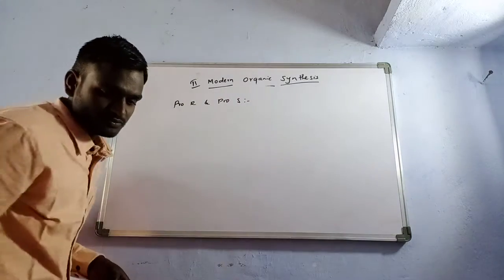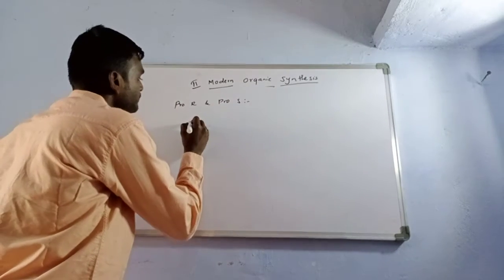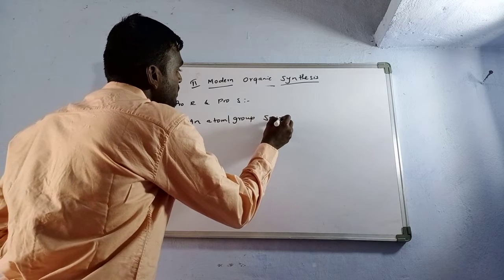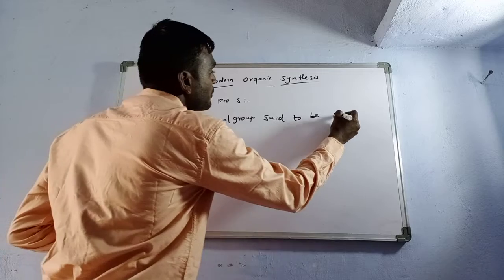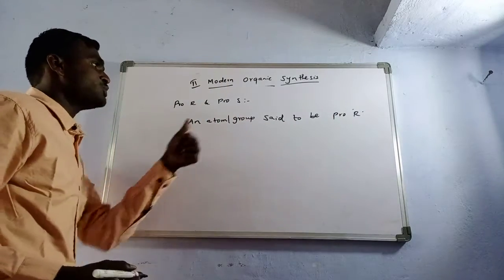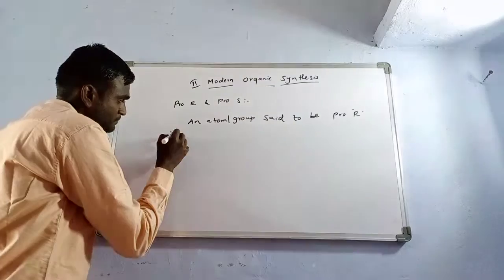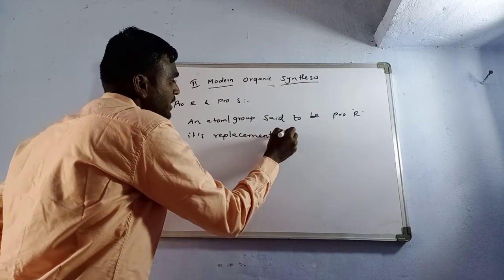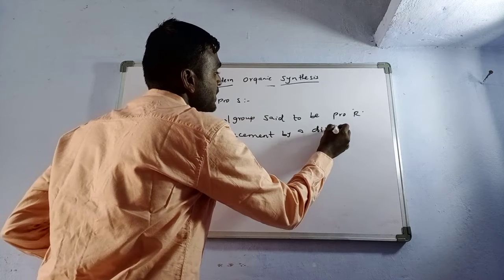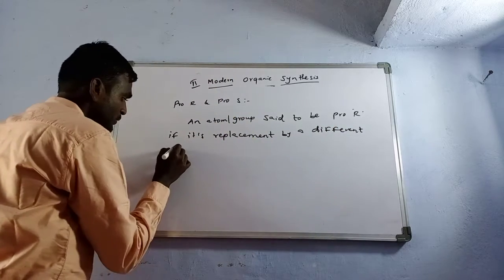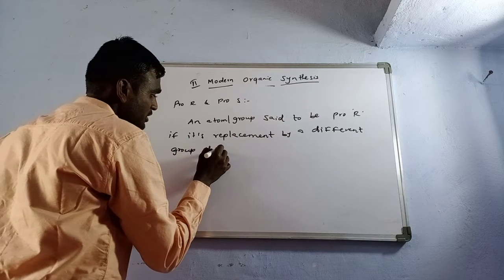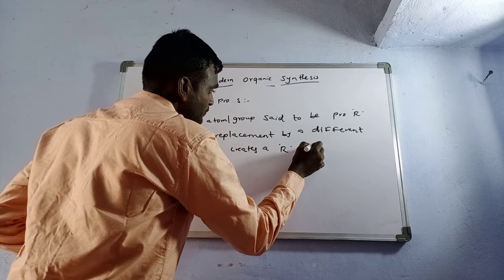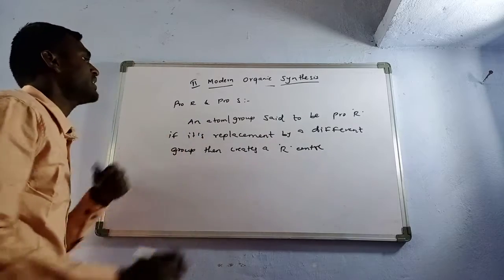Pro-R is nothing but an atom or group. An atom or group is said to be Pro-R if its replacement by a different group creates an R center, then that is known as Pro-R.